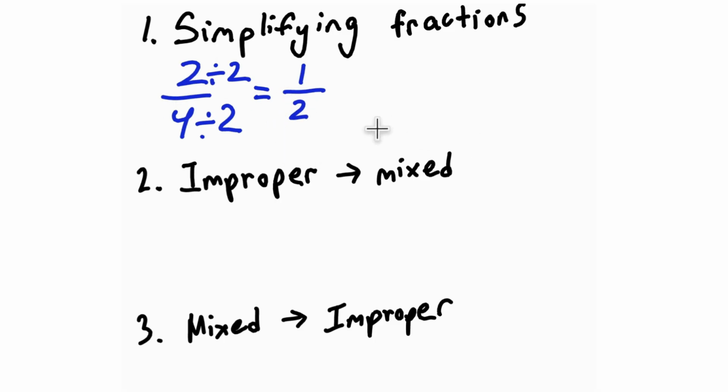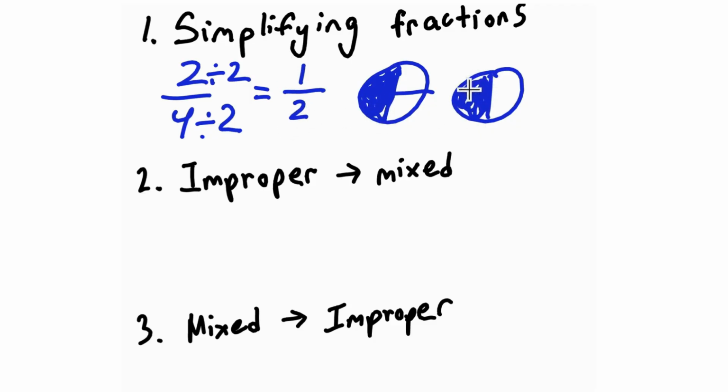Now this may seem confusing because how can they have the same value? But if I draw it in a circle, I split 1 into fourths and 1 into 2 halves. Well, if I take 2 out of the 4, I shade 2 of them, okay? Then 1 out of the 2, I shade 1 out of the 2. And as you can see, both of these look the same. So even though these are two fractions, they represent the same value.